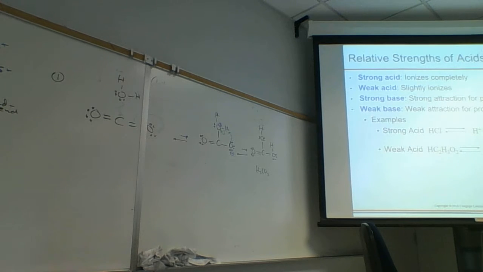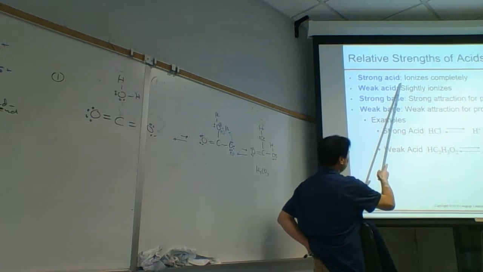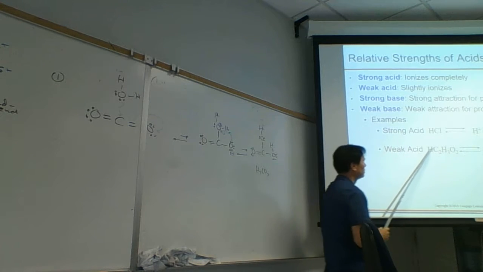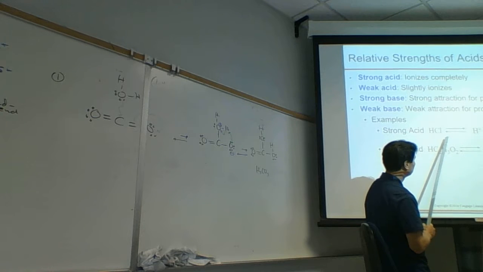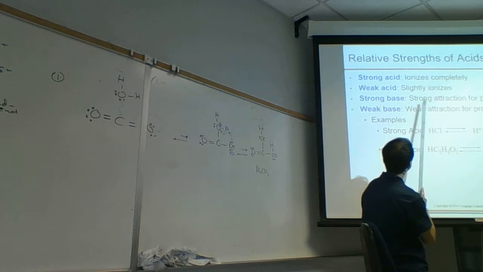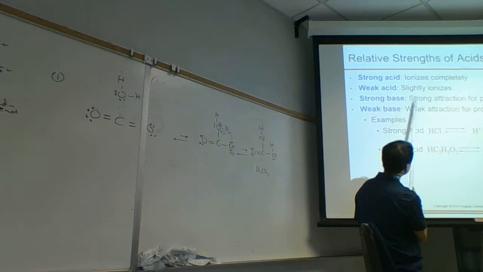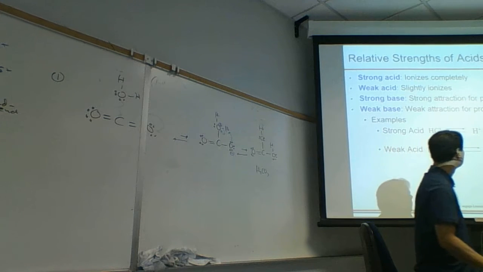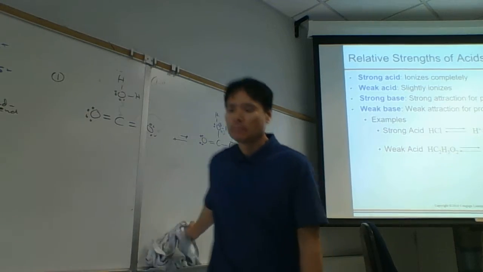So the strength of acids and bases: strong acids ionize completely because there's a huge difference in acid strength and base strength. Strong acids ionize completely, weak acids slightly ionize. Strong bases hydrolyze completely. Weak bases hydrolyze partially.